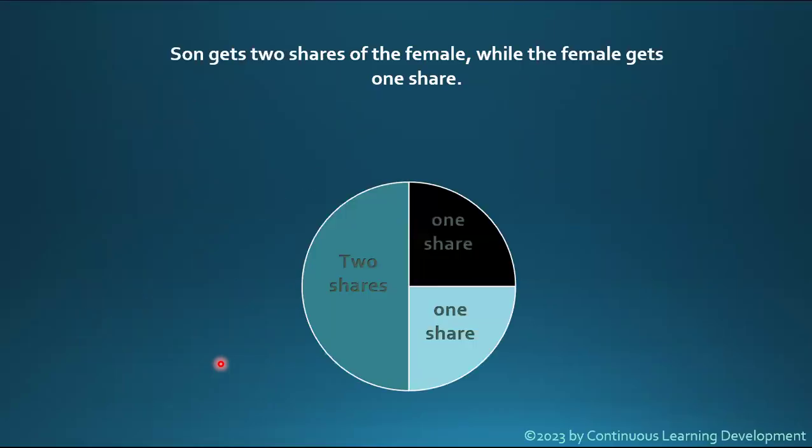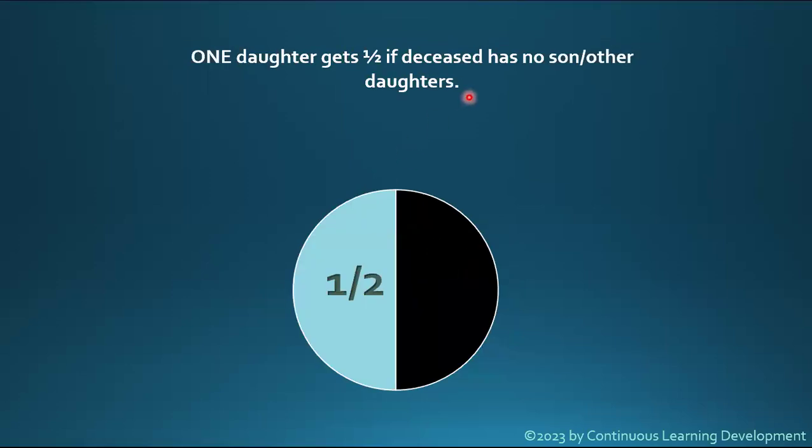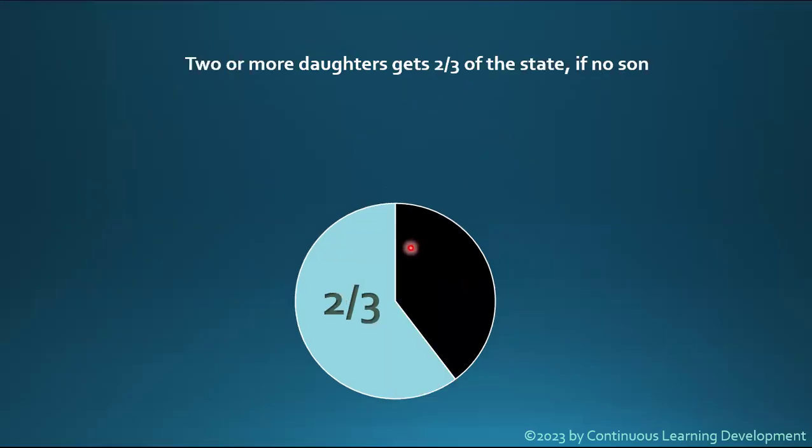So if we look at the first chart, here it says the son gets 2 shares of the female, and the female just gets 1 share. So in this pie chart here, we've got two shares that go to the male, and then the 1 share that is given to the female, inshallah. A daughter can get half if the deceased has no other child. So if there's no other child, no son and no other daughters, and there's only one alone daughter inheriting, then she will get a half.